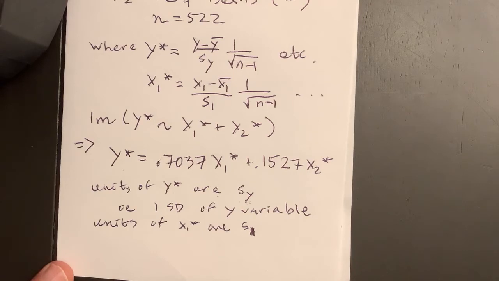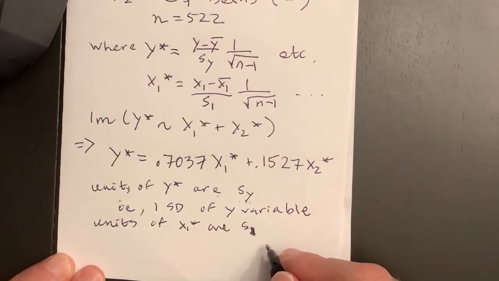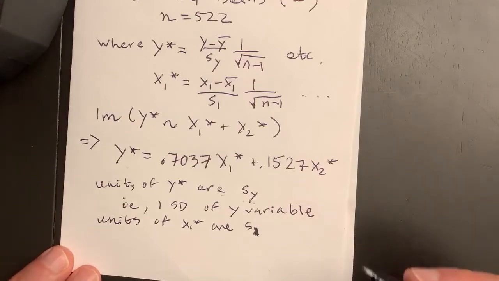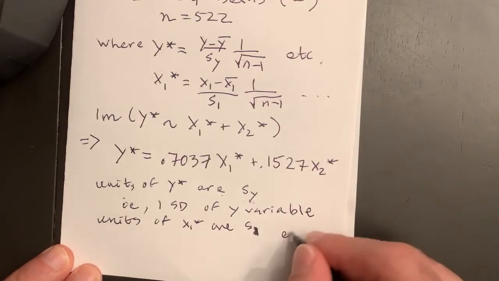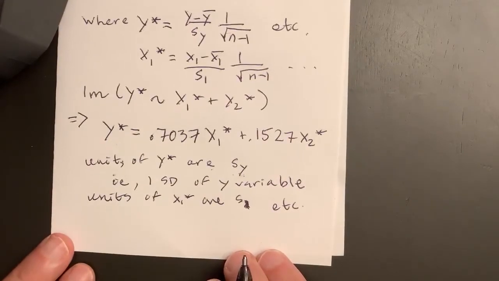Same with the other ones. So what did I write here? Okay, units of x1 star are s1, and that would be square feet. So 1 standard deviation, so etc., right? 1 standard deviation of the square feet, whatever that would be.